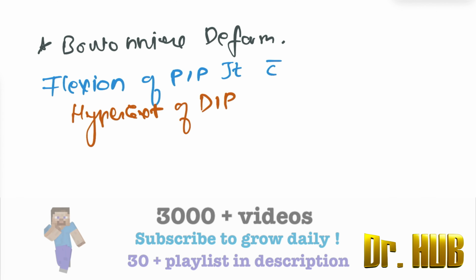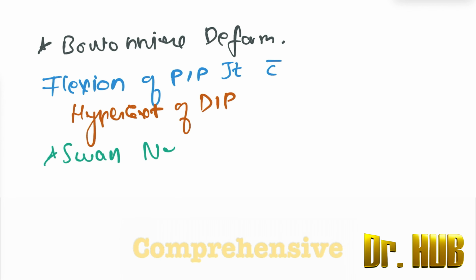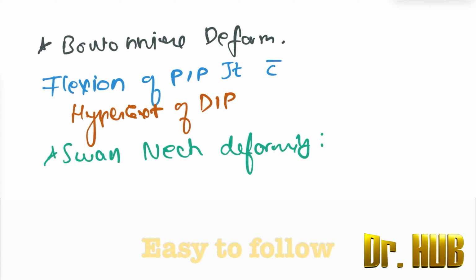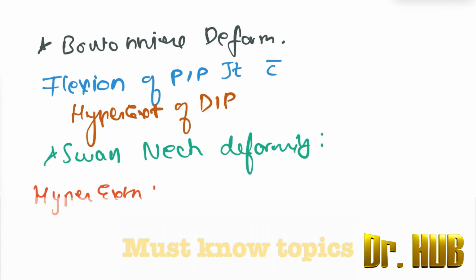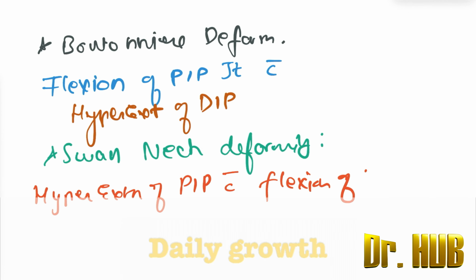Next one is the swan neck deformity. Swan neck deformity is nothing but the hyperextension of the PIP, and this is with the flexion of the DIP joint.